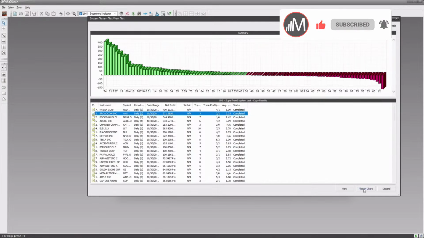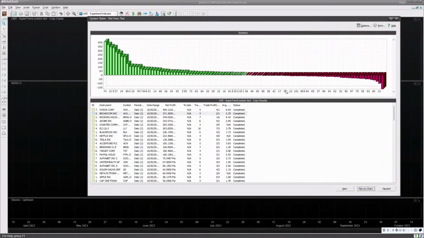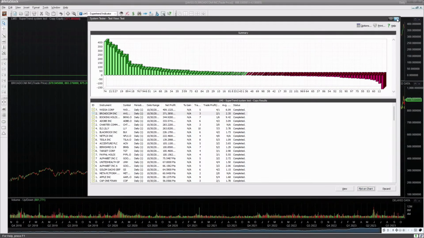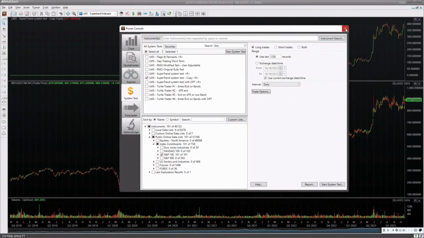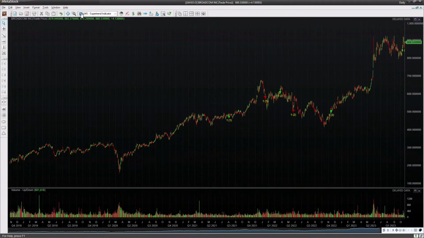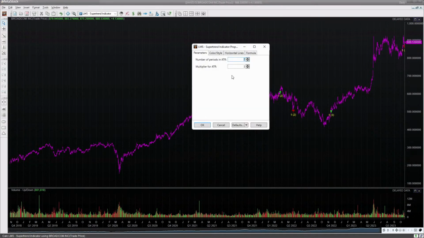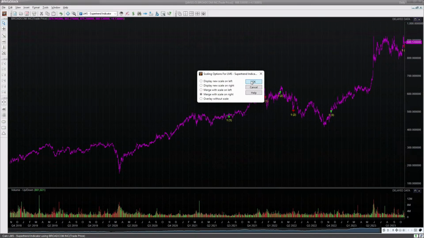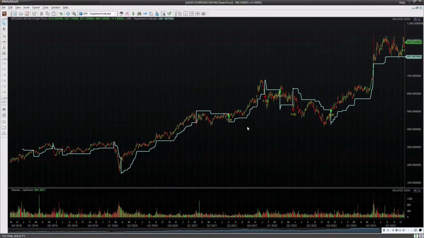So let's just go ahead and open that one up. I'll go ahead and plot it on the chart here. And let me just show you kind of what happens here sometimes. I'll go ahead and close this down. And let's go ahead and plot that indicator here on Broadcom. All right. And we're going to change the periods to 38, and then the multiplier to 5. And we'll click on OK. And make sure and merge it. We'll click on OK. All right.